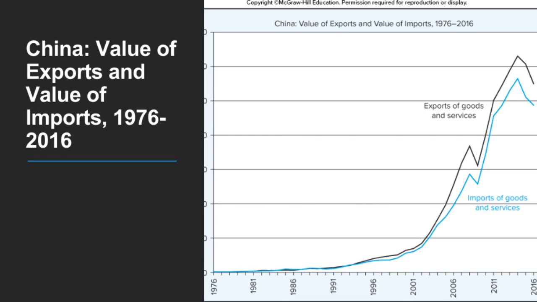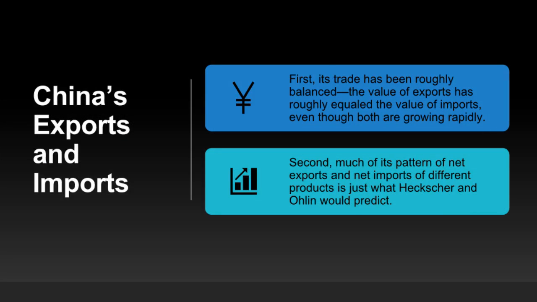More exports than imports also reveals that China has a positive balance of payments. Much of China's trade is consistent with the HO predictions, especially once we recognize China's role in labor-intensive assembly of electrical and electronic products that are then exported.